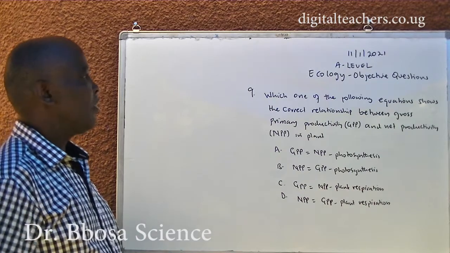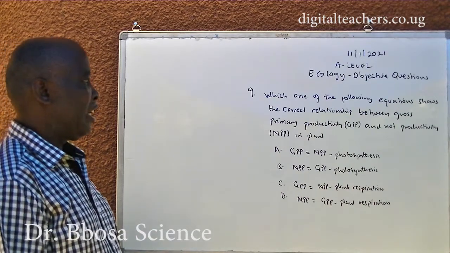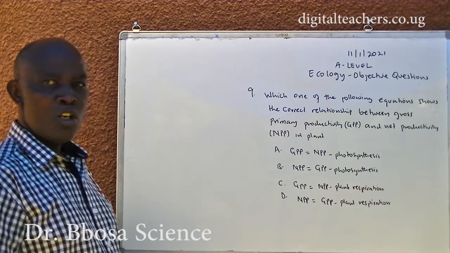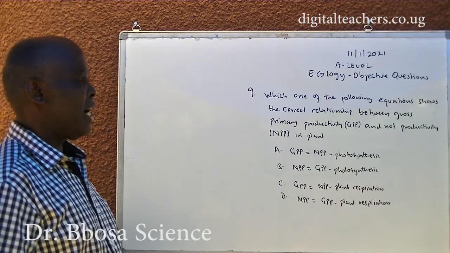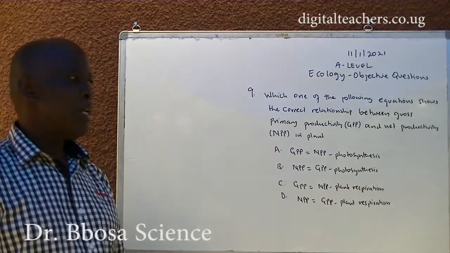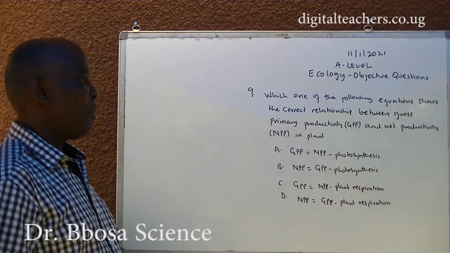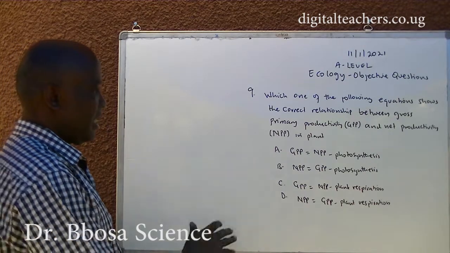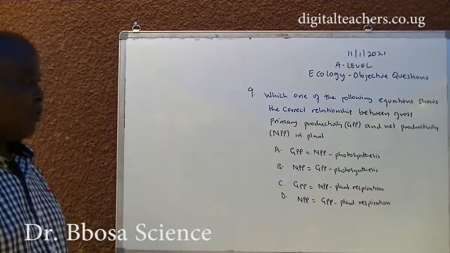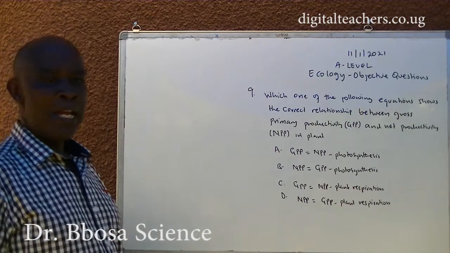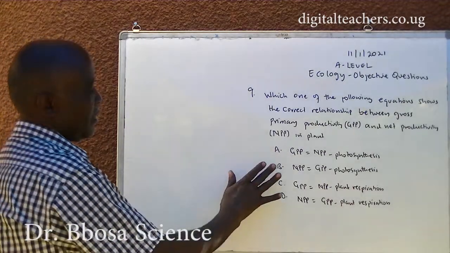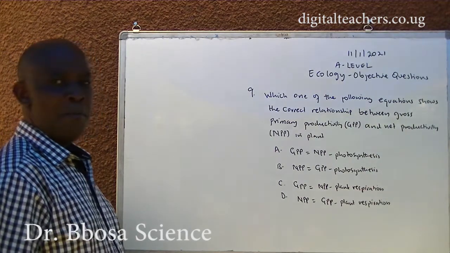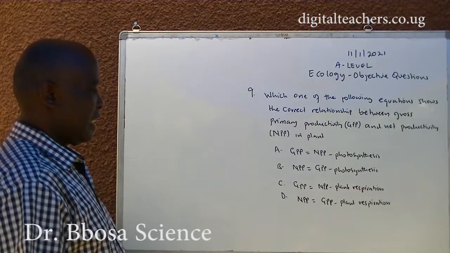Number 9. Which one of the following equations shows the correct relationship between gross primary productivity, GPP, and net primary productivity, NPP, in a plant? A. GPP is equal to NPP minus photosynthesis. B. NPP is equal to GPP minus photosynthesis.